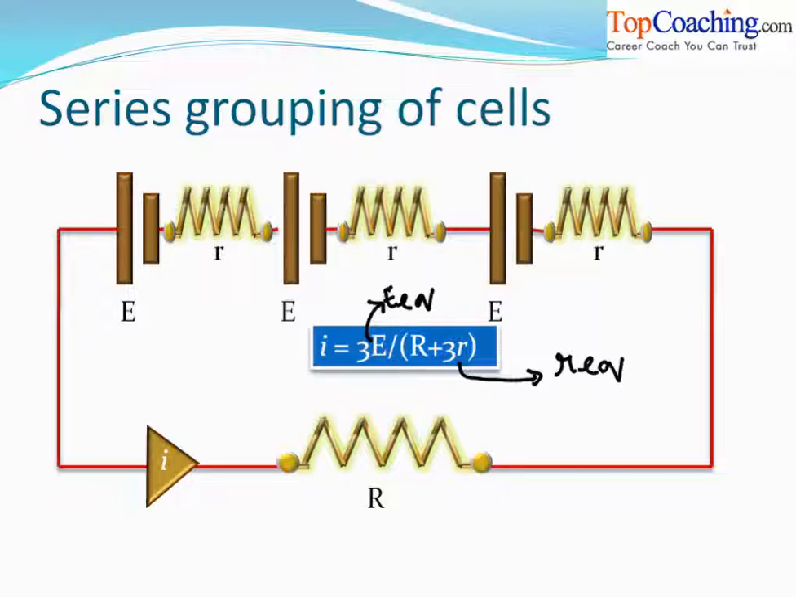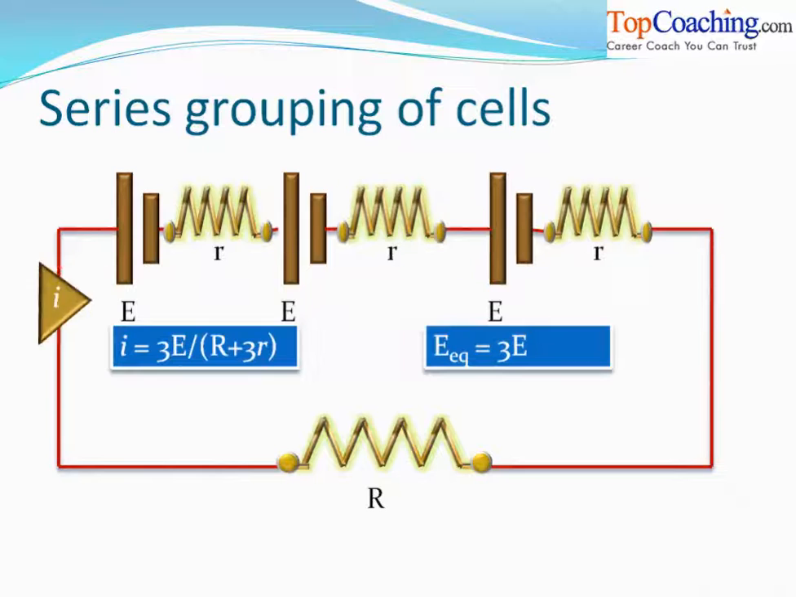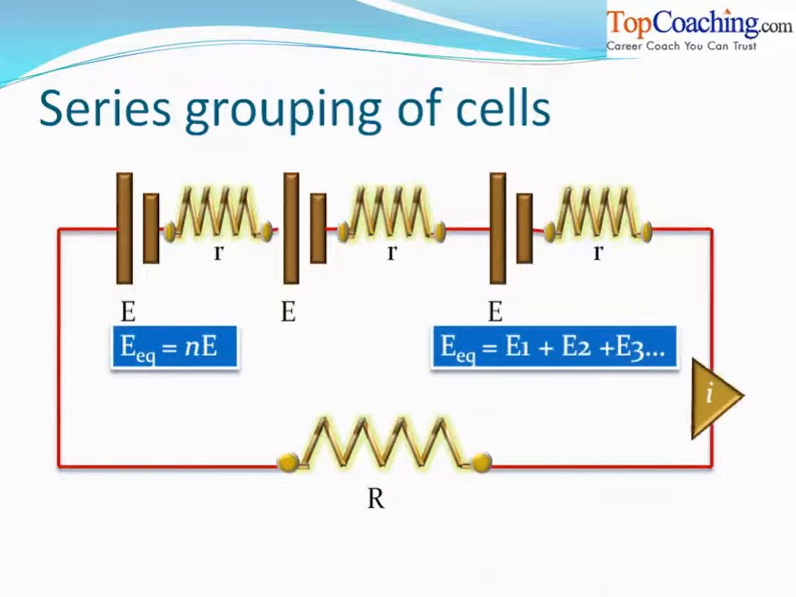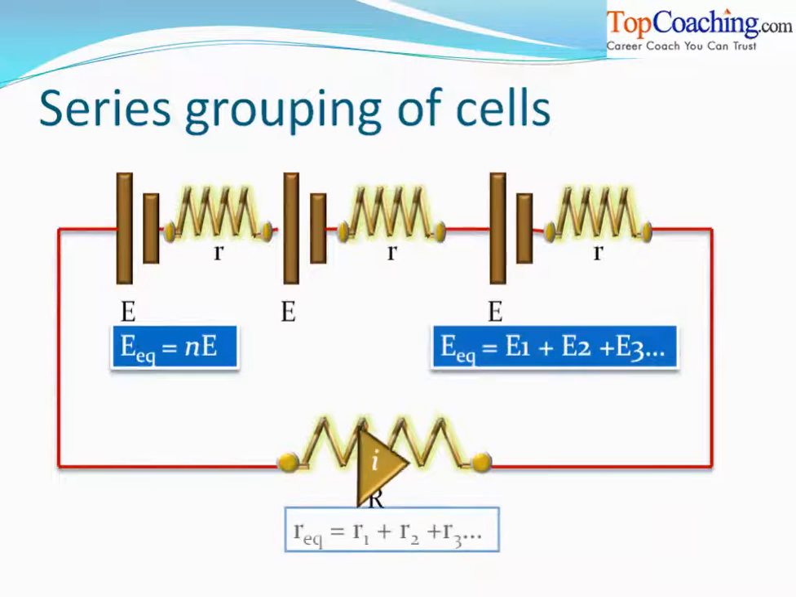Interesting, isn't it? Now, since E equivalent is 3E when 3 cells are connected in series, E equivalent is actually NE when N cells are connected in series. So basically, in series grouping of cells, the net equivalent EMF is the sum of all the individual EMFs of all the cells. Similarly, the net internal resistance is the sum of all the individual internal resistances of each of the batteries. So this is the formula for series grouping of cells, and you of course must remember it.